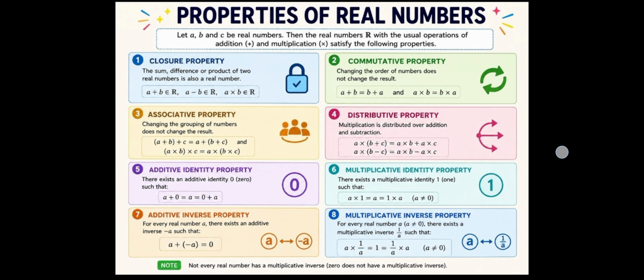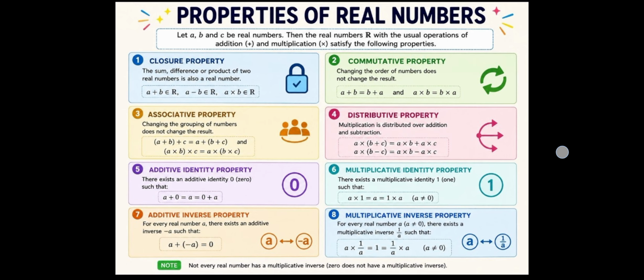Now come towards additive inverse. What is additive inverse? Like in additive identity, the number which we add is 0. So the additive inverse means that the answer should come 0. So what is the number we take? If we have a real number a, we will take negative of a as additive inverse. When we add a with negative of a, we will get the answer 0.